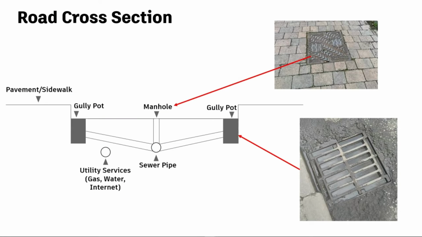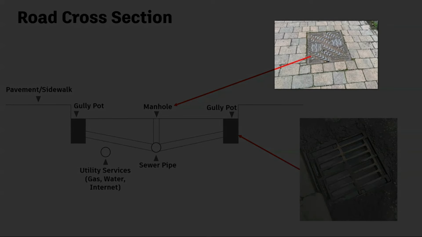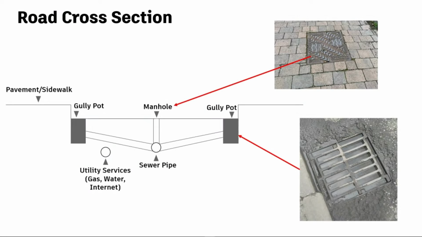These are known as gullies. Gullies play a crucial role in gathering surface runoff and directing it below the road surface, often connecting to stormwater systems, for instance. In addition to this, you may have seen these circular or rectangular metal covers on either pavements or in the middle of roads.